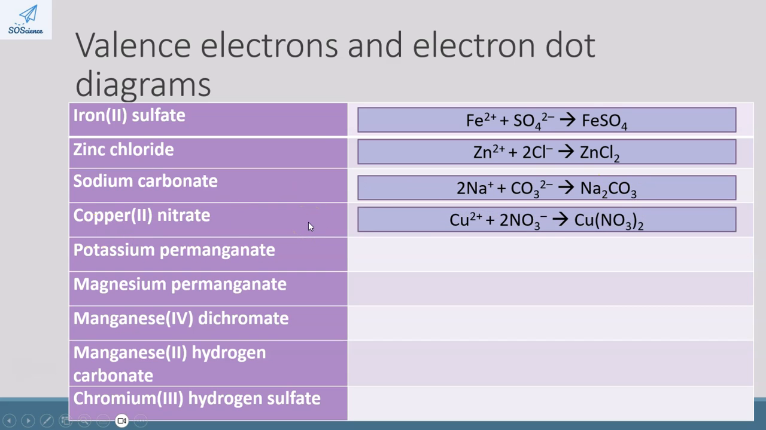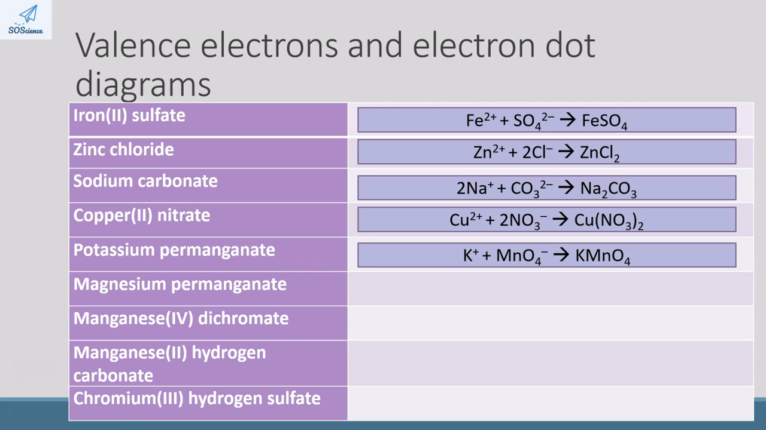Copper 2 nitrate. The copper ion is Cu2+, and the nitrate ion is NO3−. So that results in the formation of Cu(NO3)2, because I need 2 NO3− ions in order to balance out 1 Cu2+.